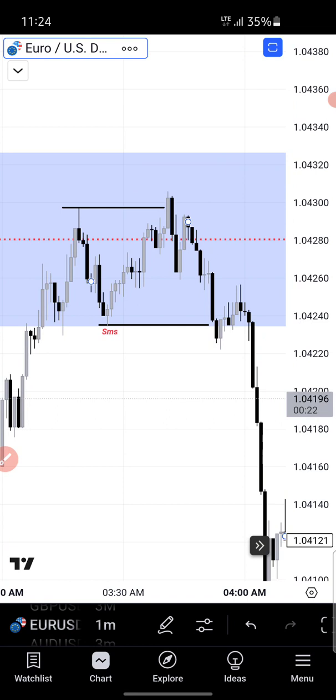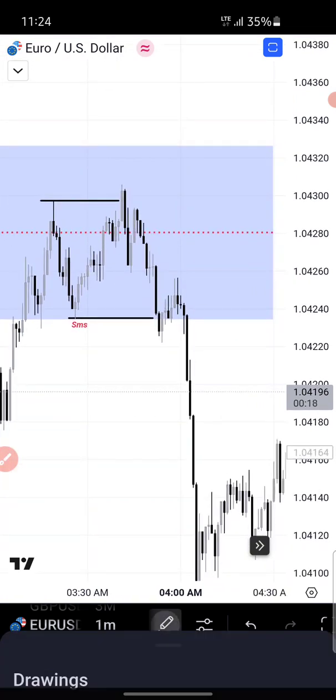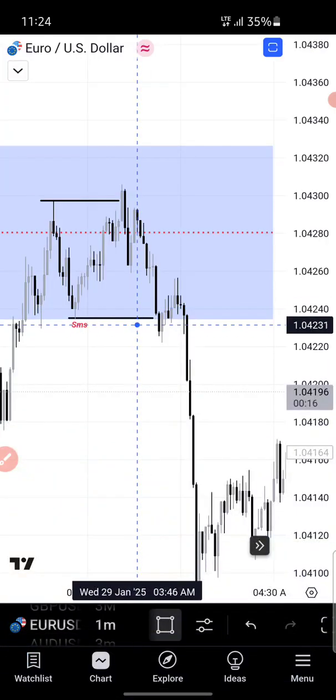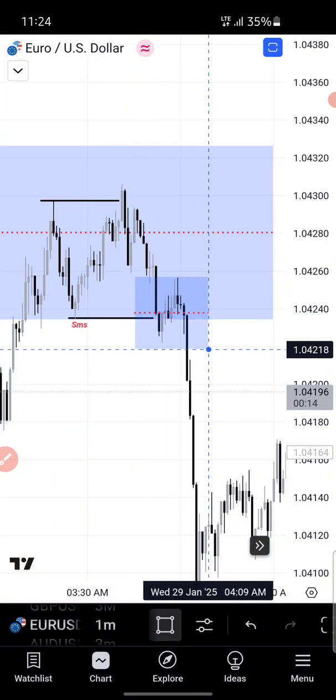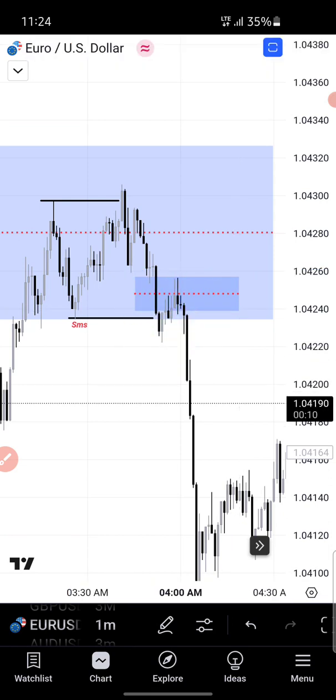Then we had a sweep in liquidity, shift in market structure. Right here is where you have the setup. This is an A plus setup. Amazing setup.